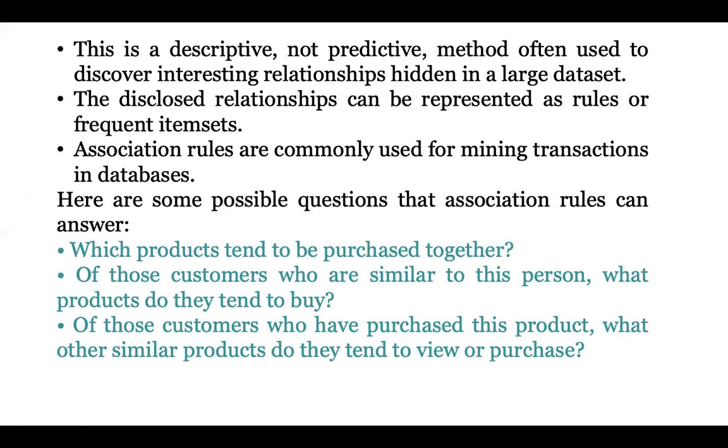So the first, association rules, as I mentioned, is a descriptive method which describes the relationship between the different objects that exist in the data set. It is nothing like your k means or k nearest neighbor and all other algorithms which are used for prediction or classification purposes.